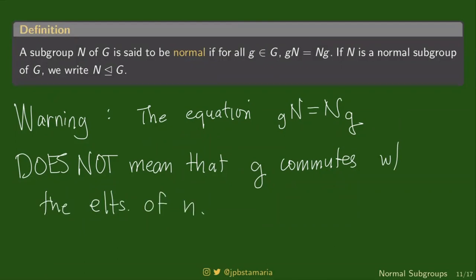Ang ibig sabihin ng gN equals Ng, yung set na gN, remember gN is a set. The set gN is exactly the same as the set Ng. Pero it doesn't imply na si g ay nagko-commute with every element of N. Sabihin lang nun, pag kumuha ng isang element ng N, let's say little n, yung gn, hindi man siya parehas sa ng, it is something else na nandoon sa Ng. Did you understand?